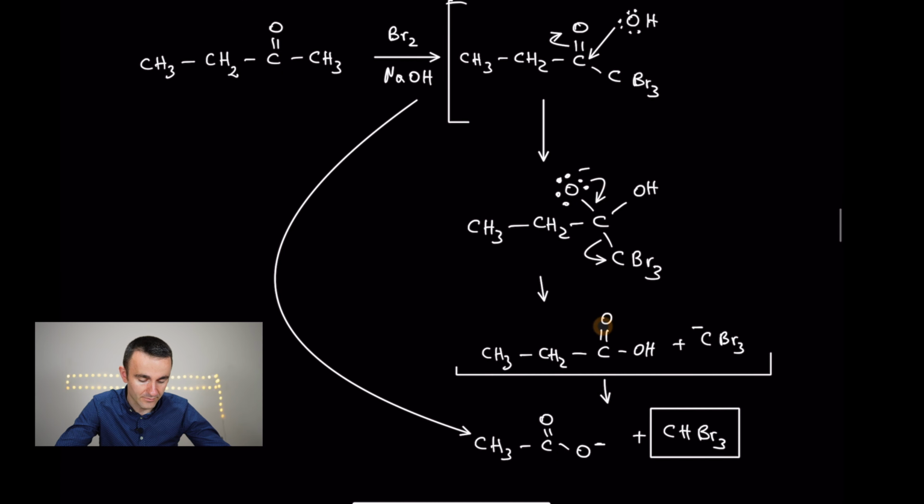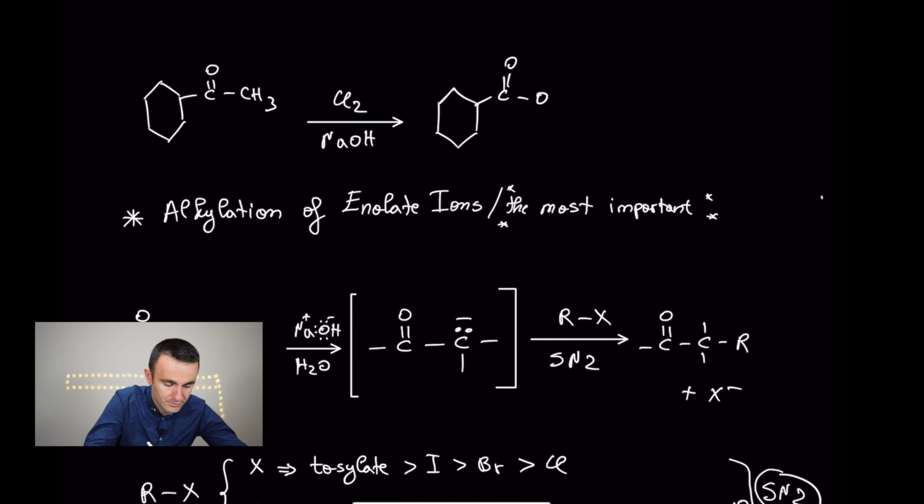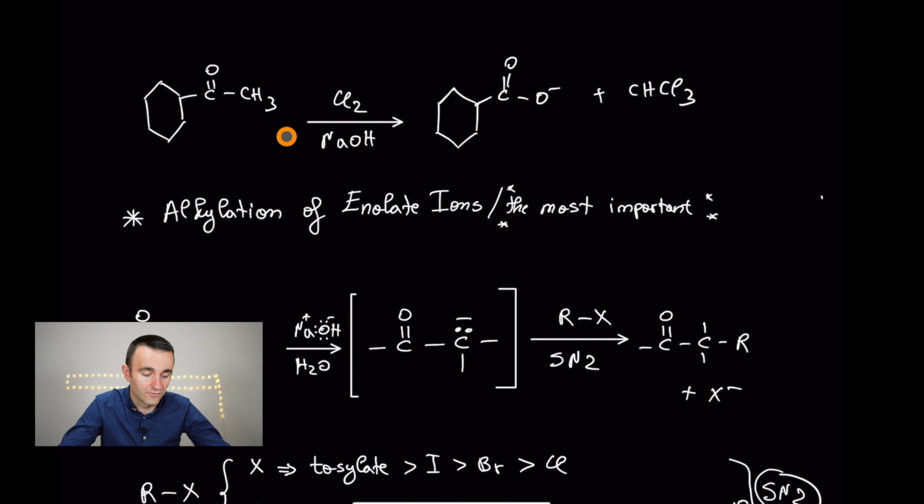Okay? Let's illustrate again to memorize this one. In general, it is going to be an oxygen here plus CH3, right? This is the final product of haloform formation.